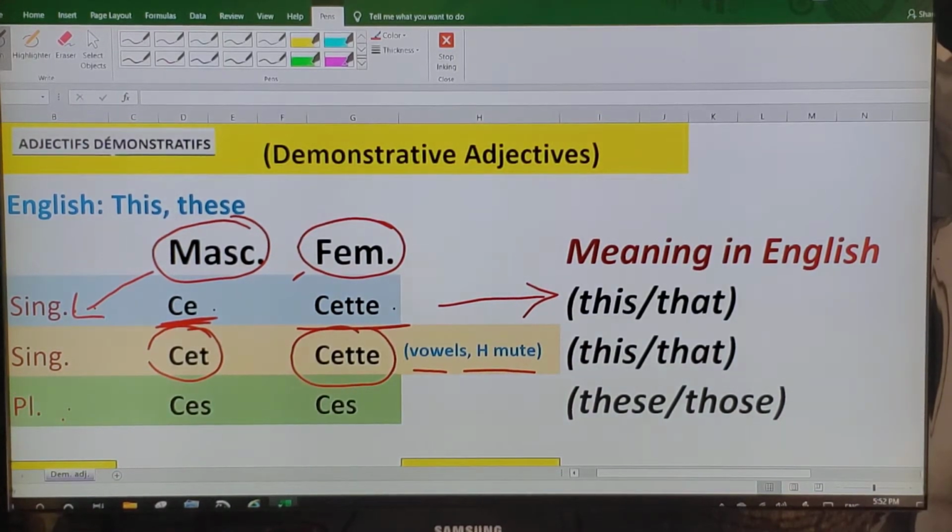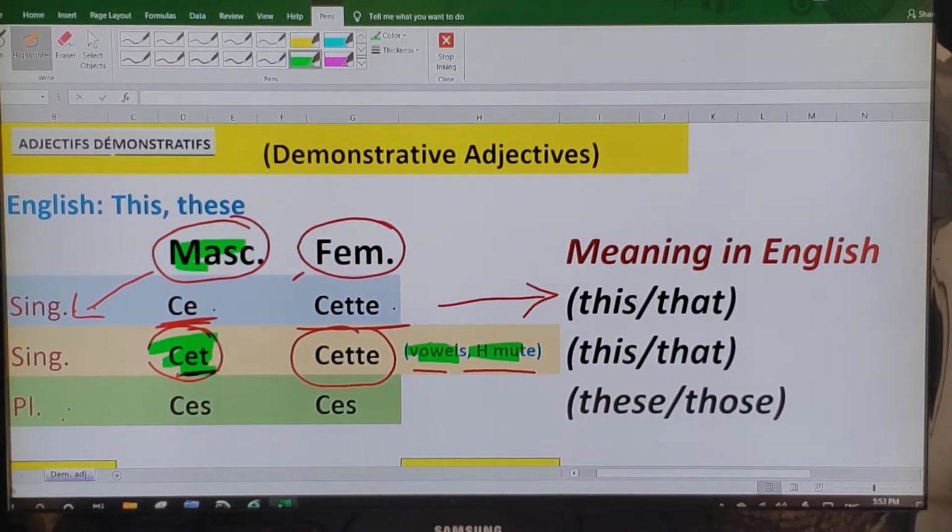Okay, this cet is mainly used to give the liaison, because when you say ce and then a noun beginning with a vowel, for example ce homme, it sounds a bit odd, right? So we add this t just to make the liaison a bit better. So it will be cet homme. So remember, for masculine singular nouns beginning with a vowel or h mute, we use the word cet. Okay, do not confuse the pronunciation of cet with cette.